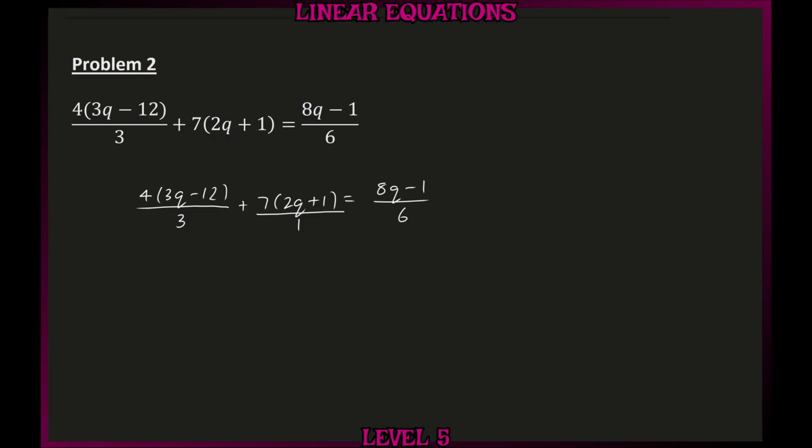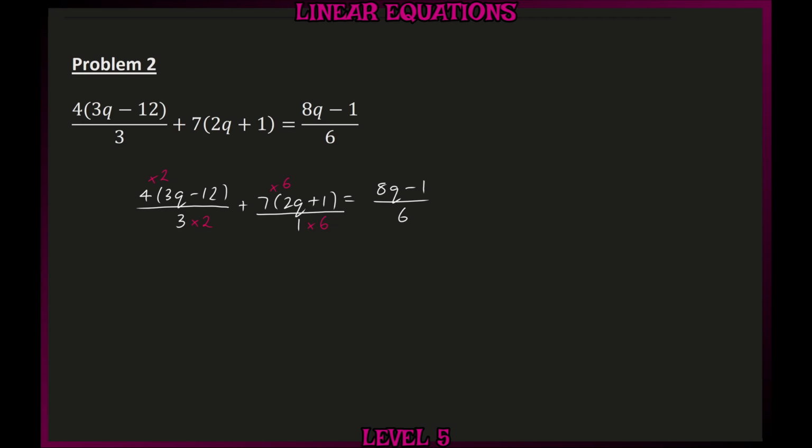So starting with the fraction on the left, we can multiply 3 by 2 to make 6, and this means we need to also multiply the numerator by 2 to keep the fraction equivalent. For the next fraction, we need to multiply 1 by 6 to make 6, so we need to do the same for the numerator, and the fraction on the right already has a denominator of 6, so we don't need to do anything to it.